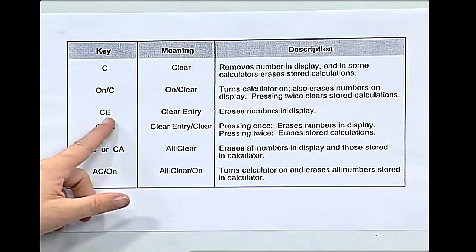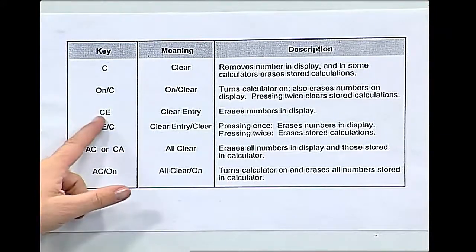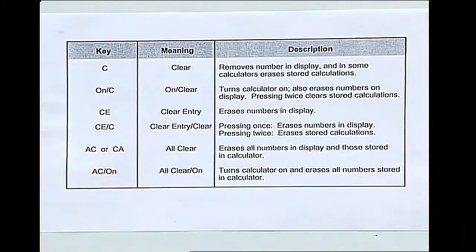If you have a CE button on your calculator, that stands for clear entry. It will only clear the last thing that you put into your calculator. And if you put in the calculator 12 plus 13 and you really wanted to put in 12 plus 14, hitting the CE would remove the 13 and allow you to put the 14 in at that time.